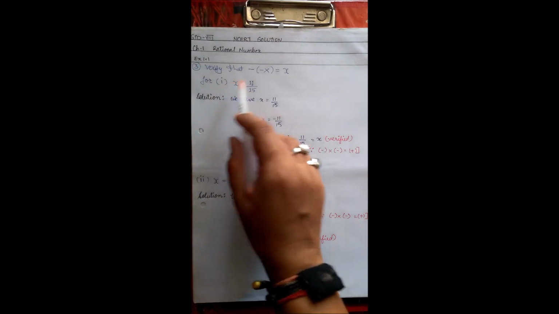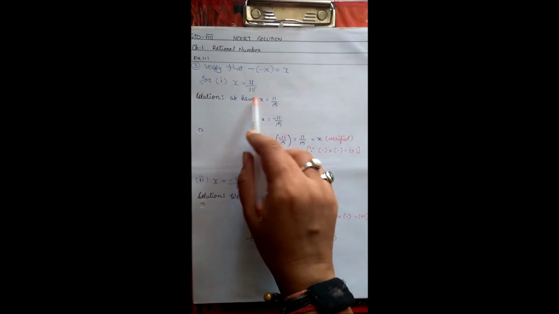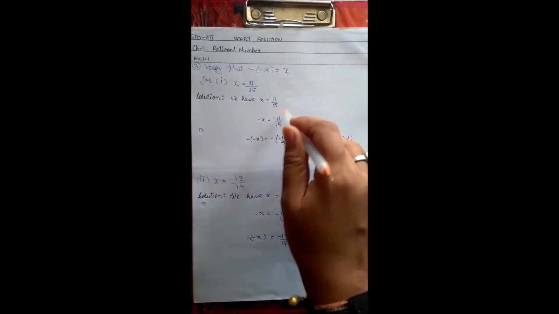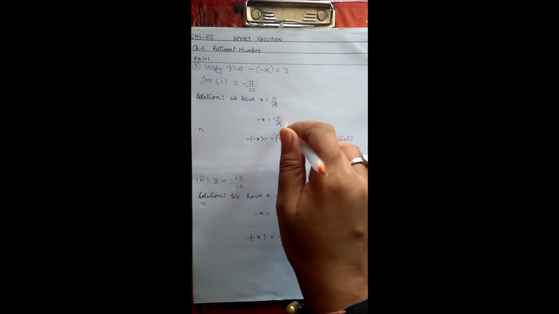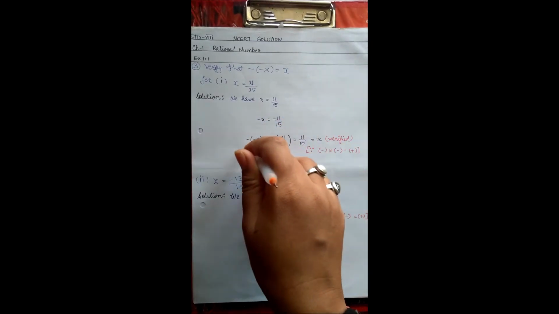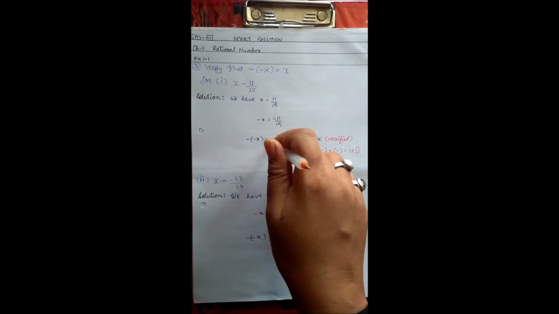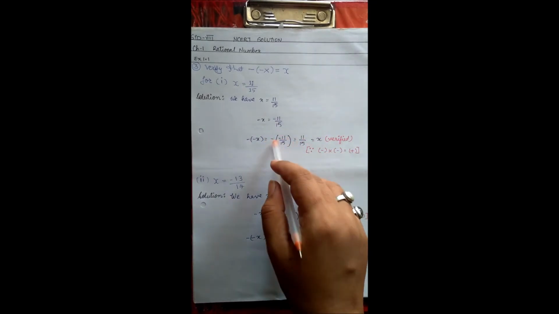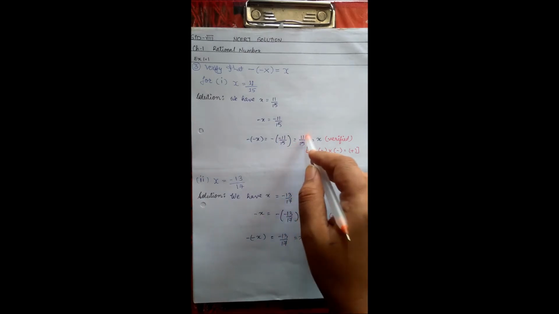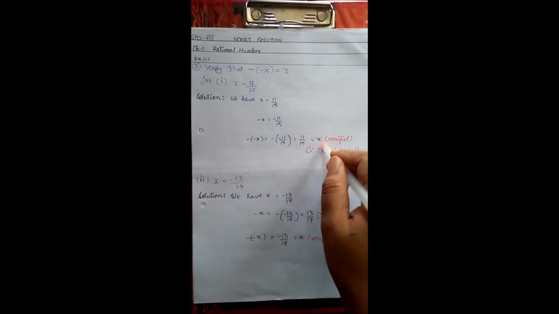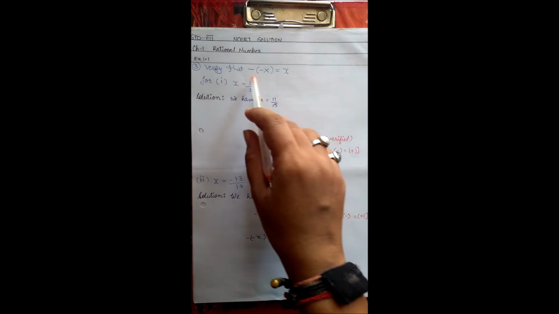Next, third question. Verify that minus bracket minus x equals to x. First question is 11 upon 15. X is 11 upon 15. Minus x will be minus 11 upon 15. Minus minus x will be minus bracket minus 11 upon 15. That is minus minus will become plus. So it is 11 upon 15. So it is verified that minus minus x equals to x.